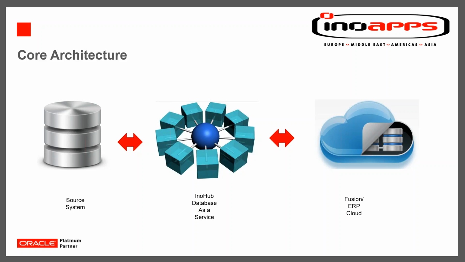So our InnoHub tool works in a very simple way. We have our source system. We have our database as a service running our InnoHub in the middle, and we have our Fusion ERP Cloud solution on the right-hand side. And the business process is relatively simple. We take our message, and that can be a message associated with any business process. We present that from our source system in a variety of formats. Could be a JSON message or a SOAP envelope. It could be direct database inserts. Could be a CSV or even an inbound email.